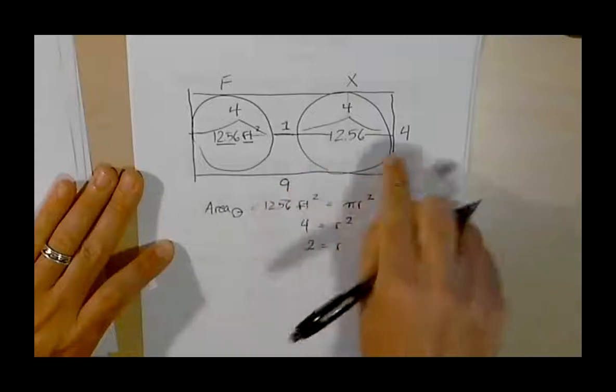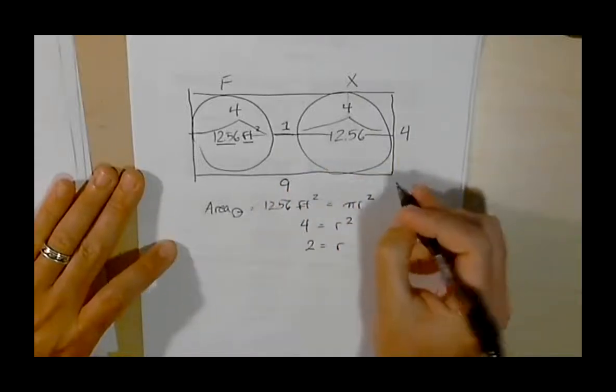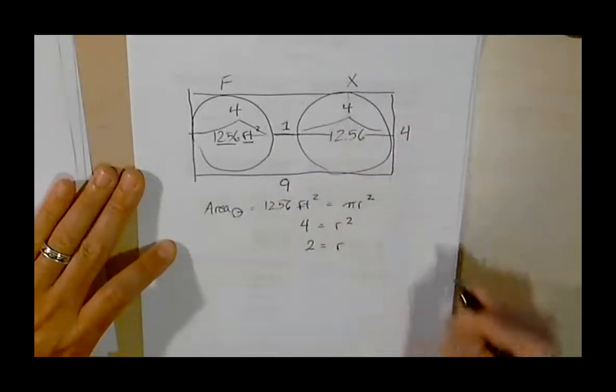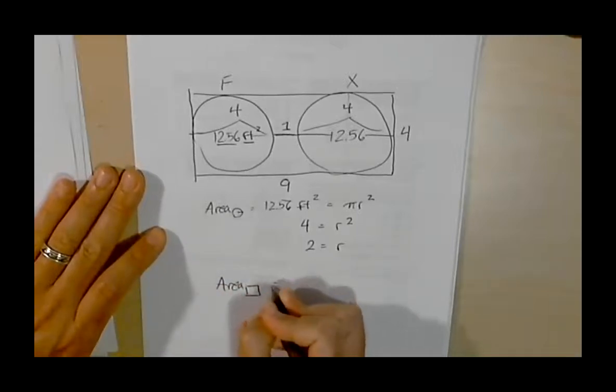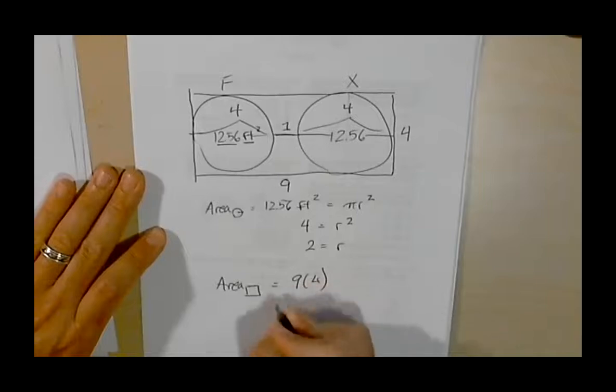So apparently the area of the minimum stage is going to be about 9 times 4. So the area of the stage is going to be 9 times 4. So it should be 36-ish.